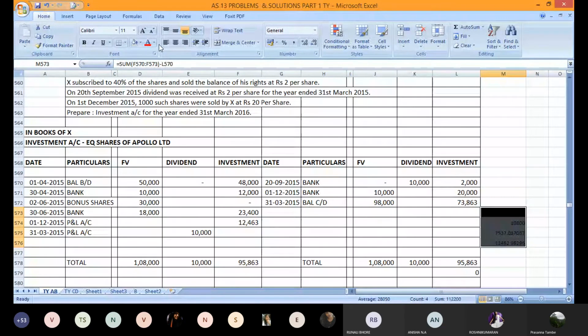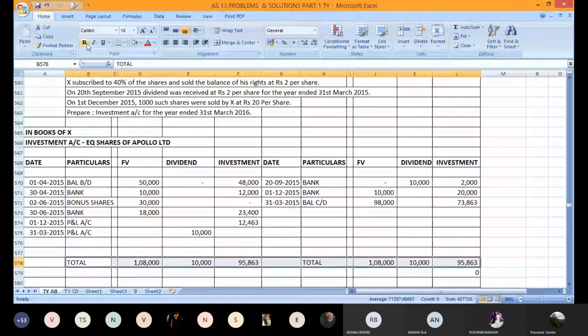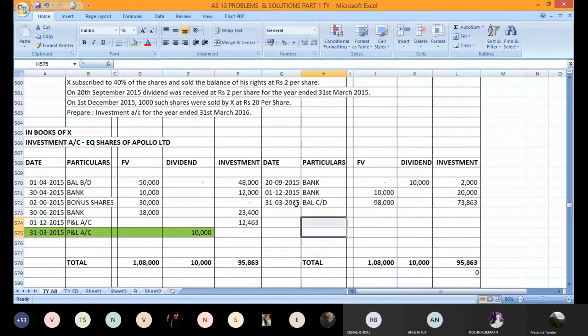So this is the closing of your ledger account. These are the totals. This is the closing entry in the dividend account, where the dividend income gets transferred to the profit and loss account. And this is the closing of the investment account, where the balance is carried forward to the next year. That's how the account will be closed in this year.